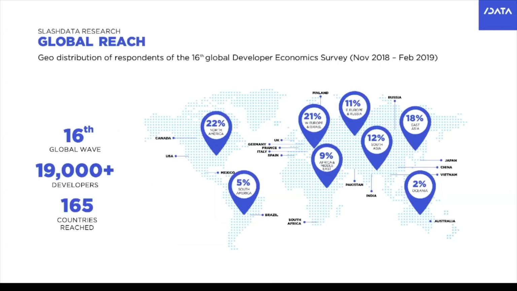Now, just to give you an idea of the spread of our sample, this was our latest survey, the 16th wave, which ran between November 18 and February 19. We reached a bit more than 19K developers this time, in 165 countries. Not all 165 could fit on this slide, so just a small sample of them is shown here, with some numbers to give you an idea of the spread of our sample across regions. So it's not a single community or a single geography that we cover. It's across the globe and across communities.